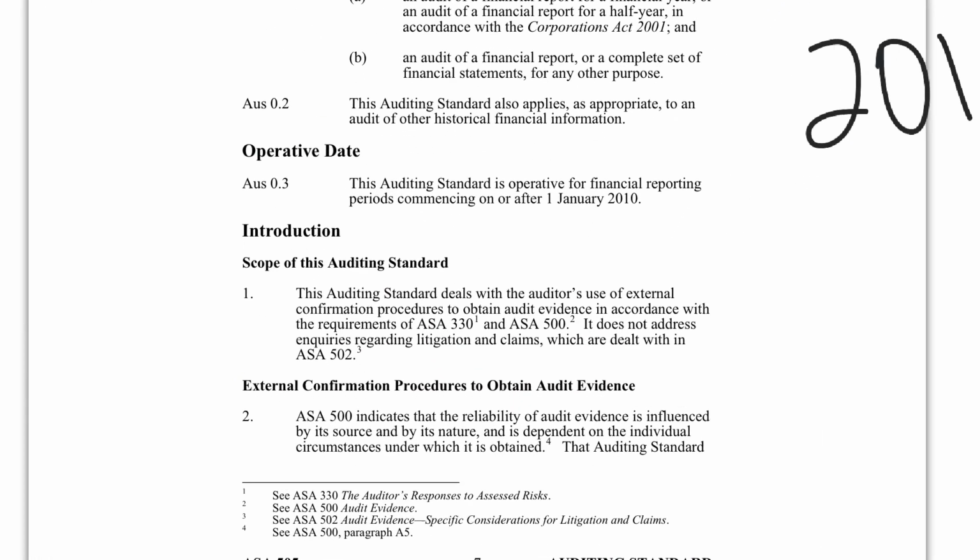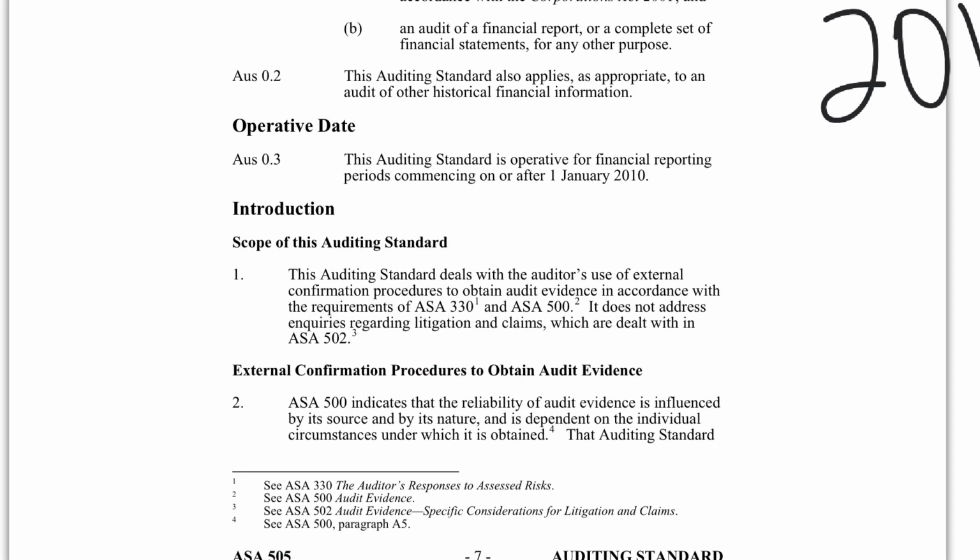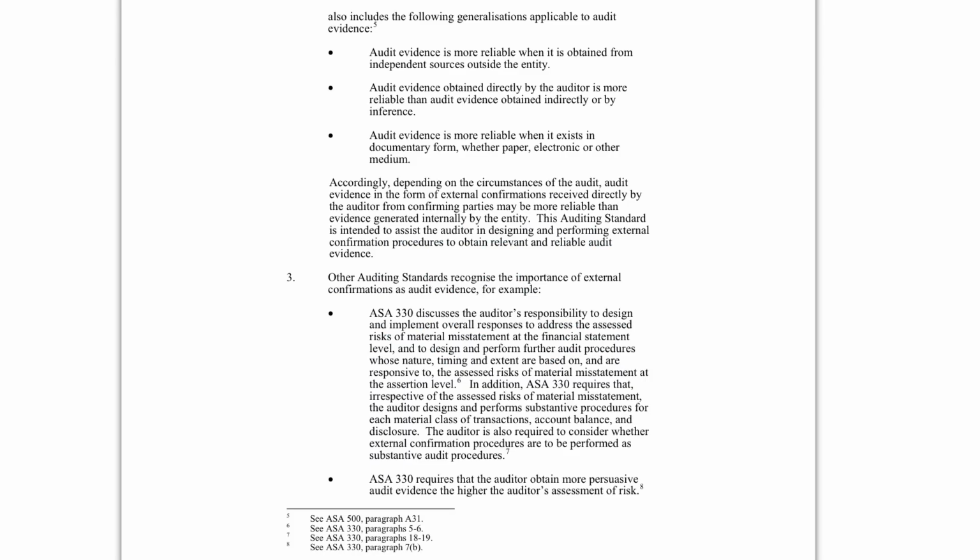The scope of the standard is pretty simple. We have to use external confirmation sometimes. We're not looking at litigation and claims because we looked at that separately, but it says really, what do we need to consider when we're talking about confirmations and what's the best way to go about collecting evidence from a confirmation. There's some general information about confirmations.